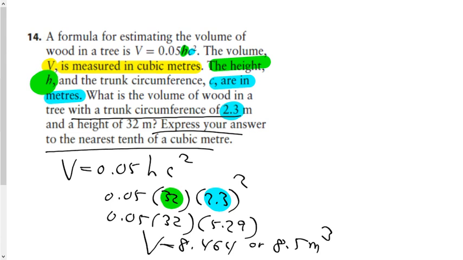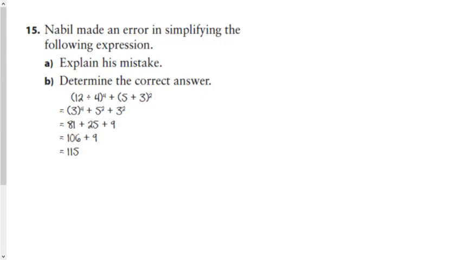Is there a last question? Is there one more? Two more. Nabil made an error simplifying the following expression. Explain his mistake. So we started with division. He got that one right. He started with addition. Poor Nabil. His first mistake came on the very first thing he did.